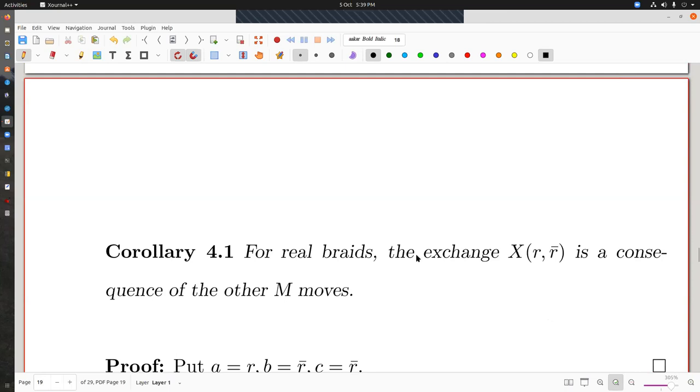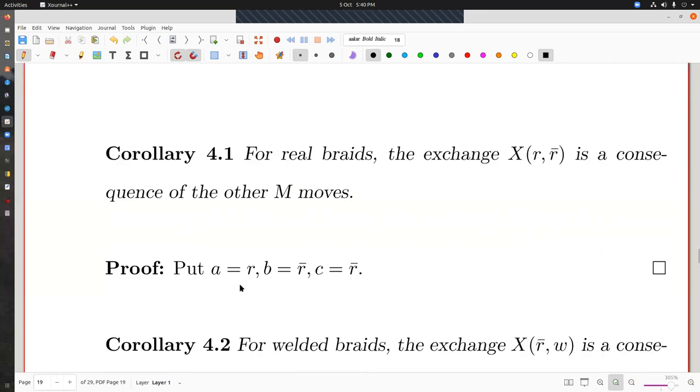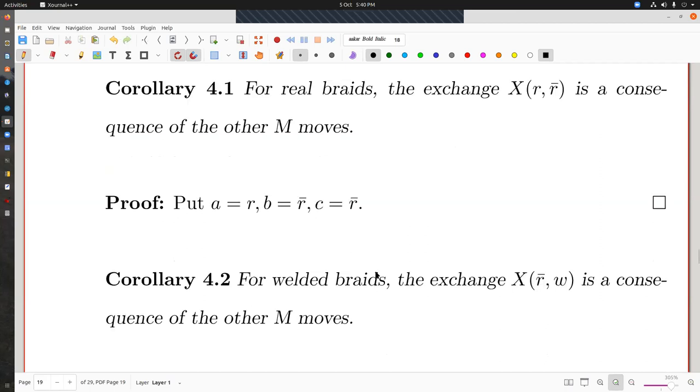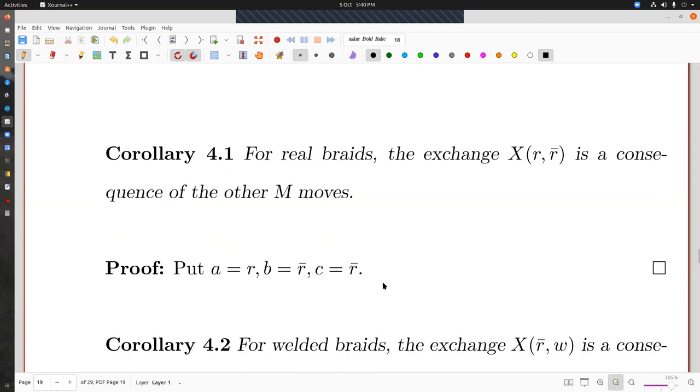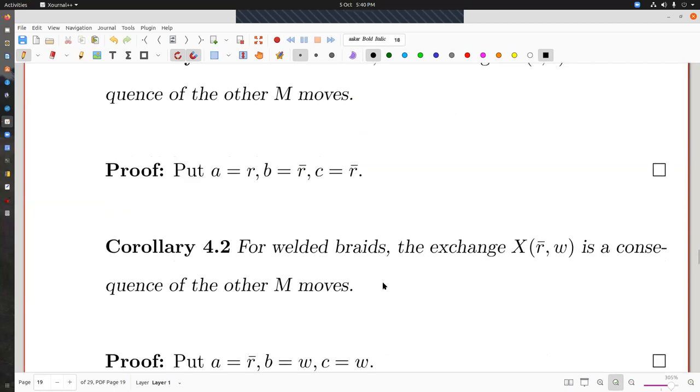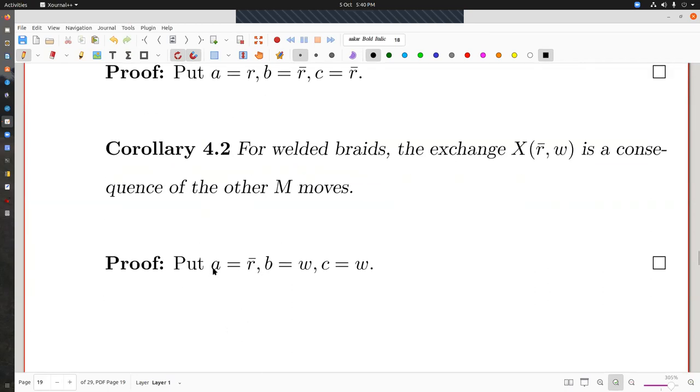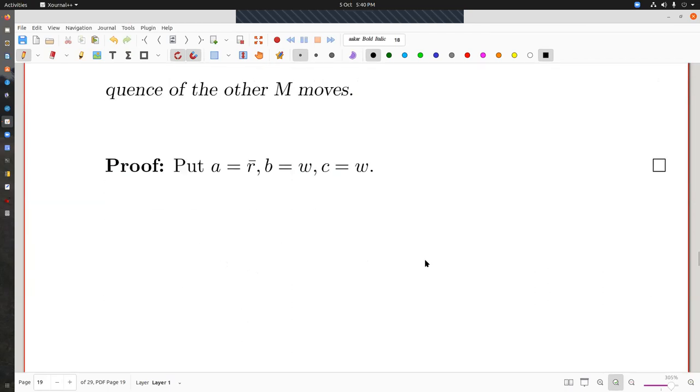So for real braids, the exchange move from R changing to R bar is a consequence of the other Markov moves, and we get that by putting A equal to R, B equal to R bar, and C equals R bar. And for welded braids, the exchange move is a consequence of the other moves. I see, okay. And we just put A equal to that and so on.